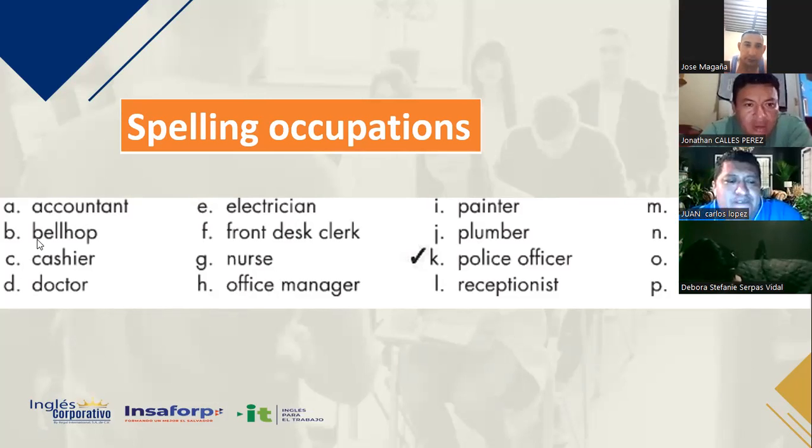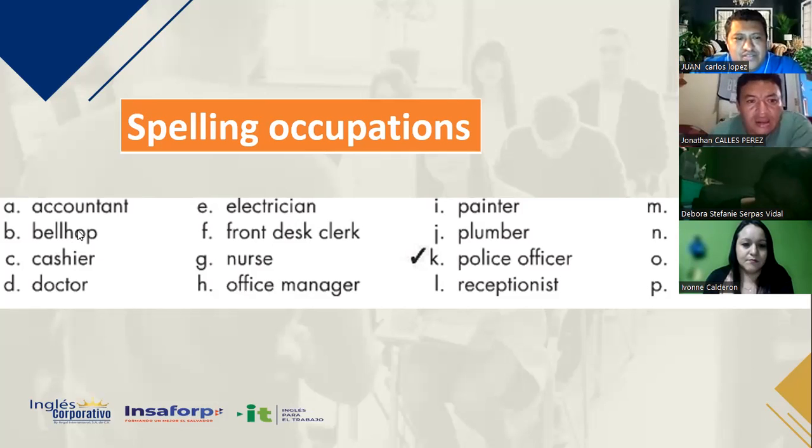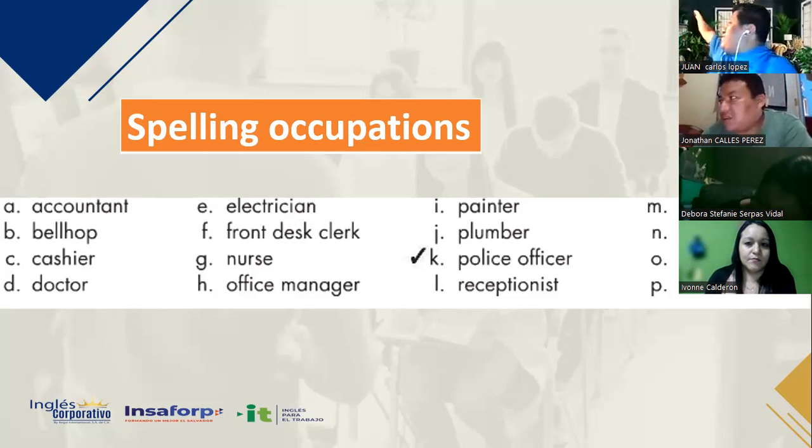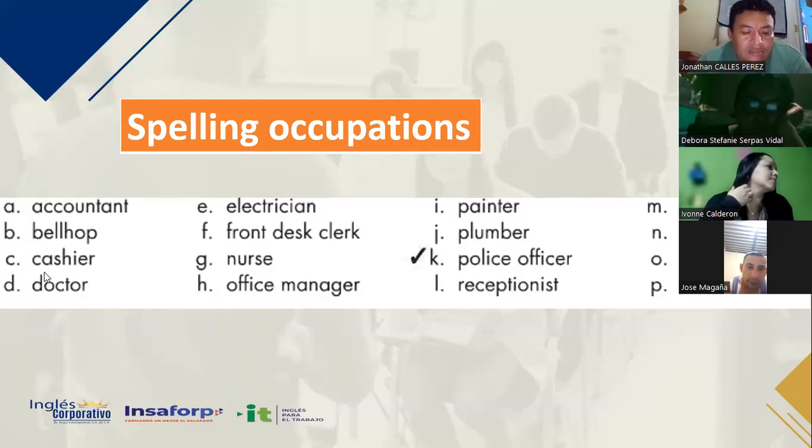Now, right. JC, bellhop. Botones, bellhop. B, A, M, H, P, O, P, right? Bellhop. Thank you very much. Naum. Cashier. Naum, do you copy now? Okay, so, Jose Magaña. Hi. Ah, okay, good. Thank you, Naum. Now, cashier.